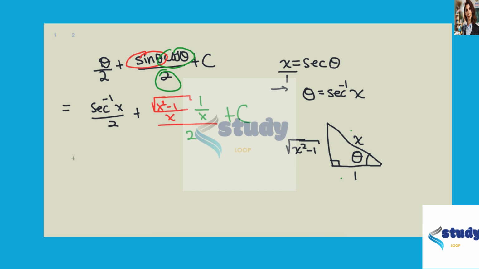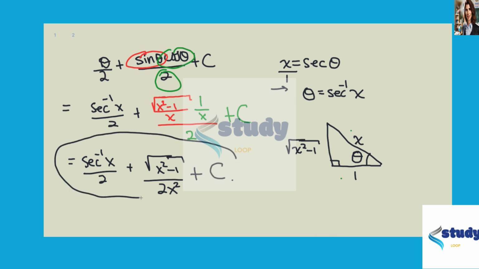And the last step here is just to simplify this answer a little bit. Secant inverse of x over 2, square root x squared minus 1 over 2x squared plus c, and that's our answer.